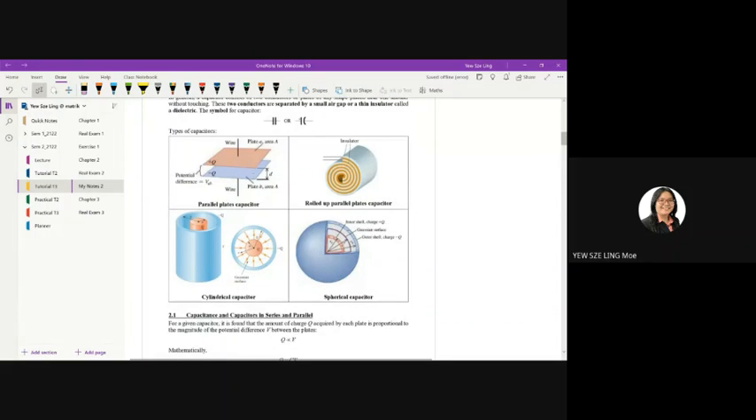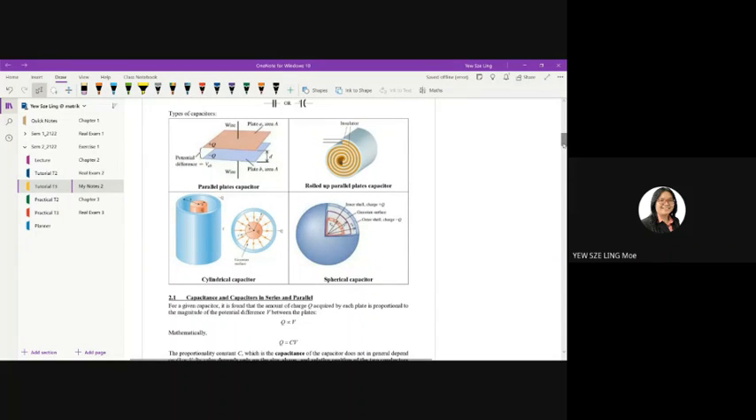So all these are examples of capacitors with different shapes: parallel plates, rolled up parallel plates, a cylindrical capacitor, and the last one is a spherical capacitor. There are many other shapes out there, but I'm just showing you a few basic types of capacitor here.